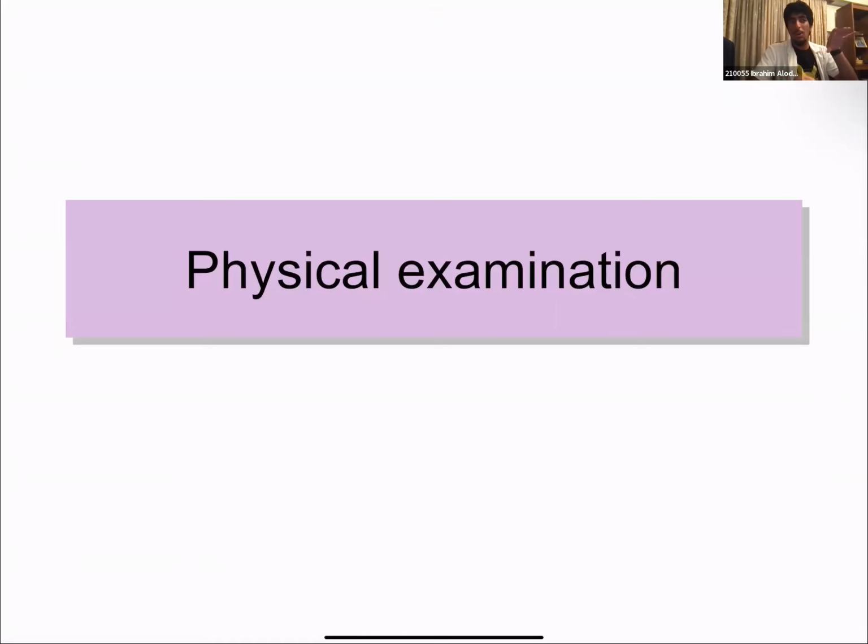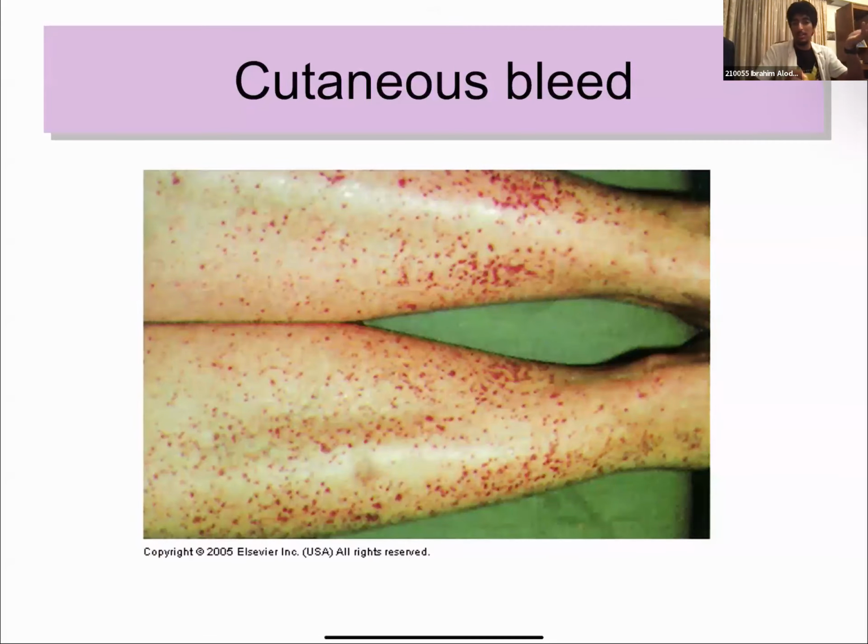Here, we're just going to put pictures to what we just talked about. All right. So here, this is what a cutaneous bleed looks like. So this is likely due to a platelet issue, right? You can see this is all little bleeds going on, all over the leg. Those are all little bleeds going on, and it's likely due to a platelet issue in this person. All right.